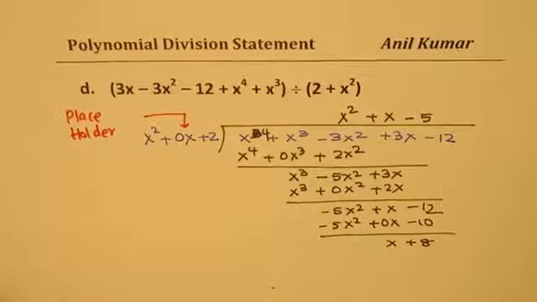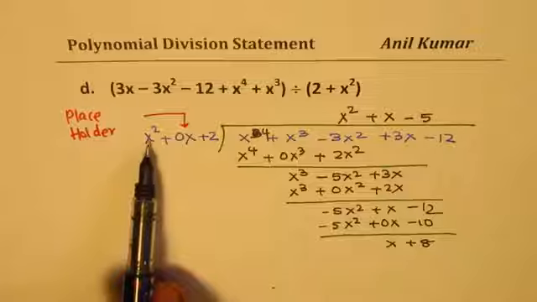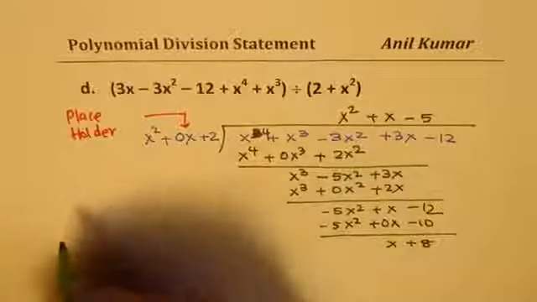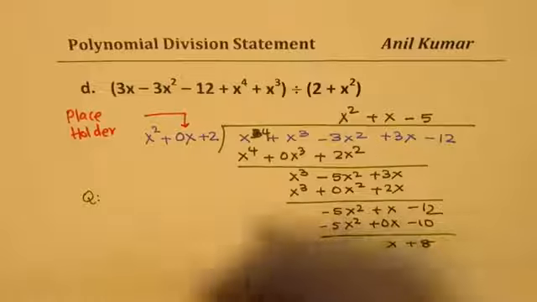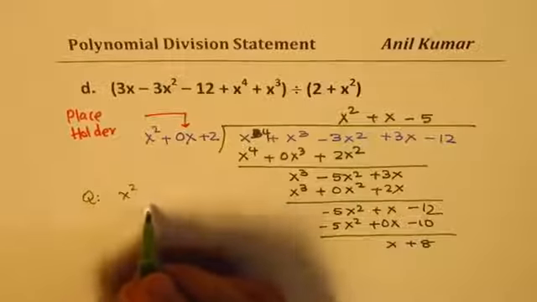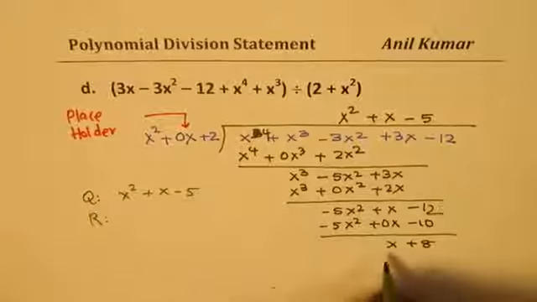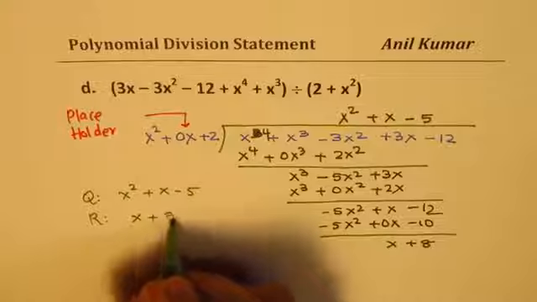We cannot divide further. You will notice that when the divisor is of degree 2, then the remainder will be of degree 1 or a constant or a 0, right? 0 is also a constant. Correct? So in this particular case, what is our quotient? Well, the quotient here is x squared plus x minus 5, and the remainder r is x plus 8, right?